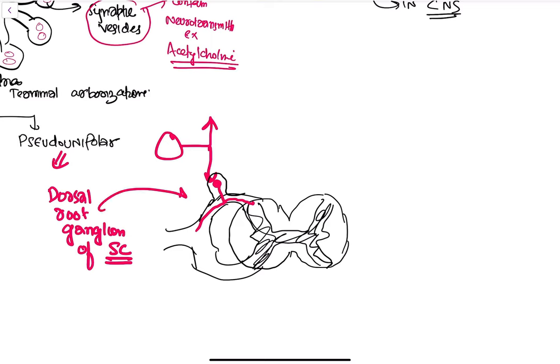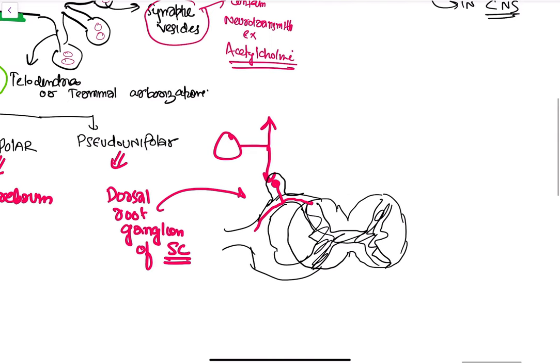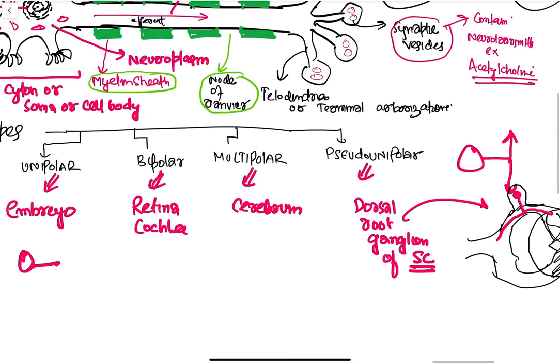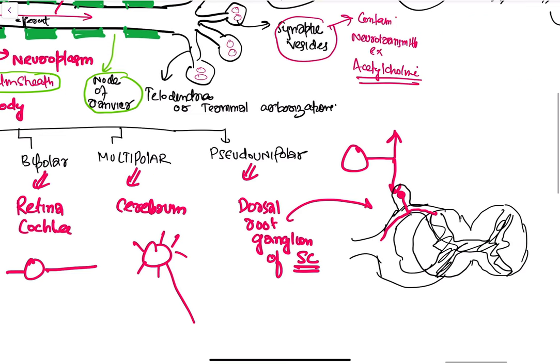So dorsal root ganglion is a collection of cell bodies associated with the dorsal root of the spinal nerve, and it contains pseudo-unipolar neurons. So unipolar means single process, bipolar means two processes, one axon, one dendrite, and multipolar means many processes, many dendrites, and one axon, and pseudo-unipolar means one process dividing into two branches.